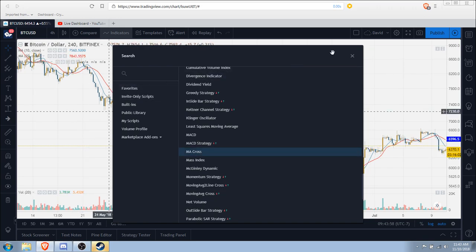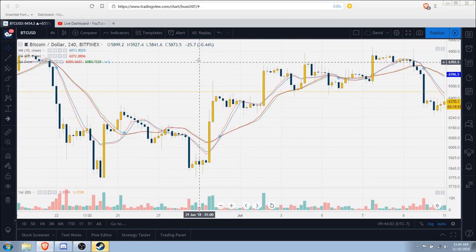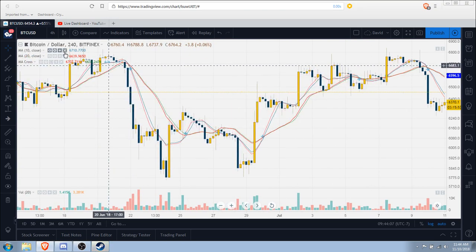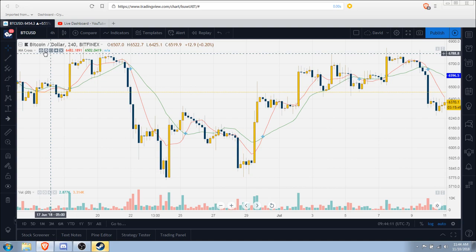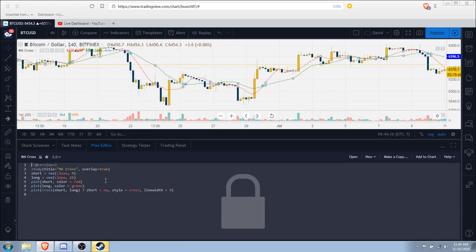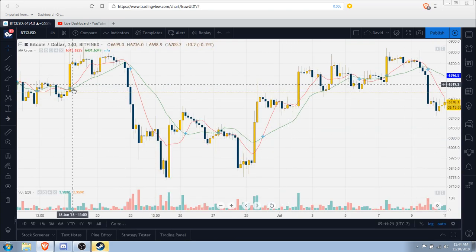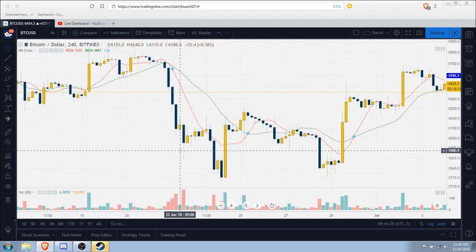MA cross. I wonder what this one has built into it. I mean, that's obviously a moving average strategy of some kind, right? Okay, so these guys are using a 9 period and a 21 period moving average. So it's very similar to the 10 and 20, but not.